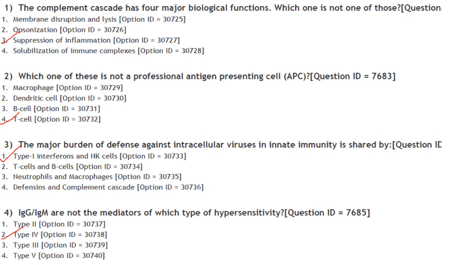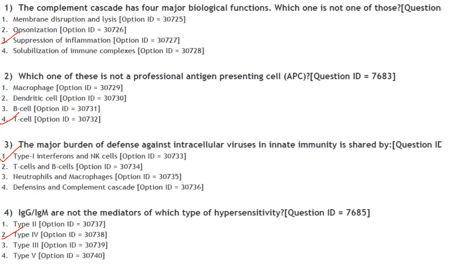Then which one of these is not a professional antigen presenting cell? Professional antigen presenting cells are immune cells that specialize in presenting an antigen to a T cell. So B cell, dendritic cell, macrophages are professional antigen presenting cells, whereas T cell is not a professional antigen presenting cell.